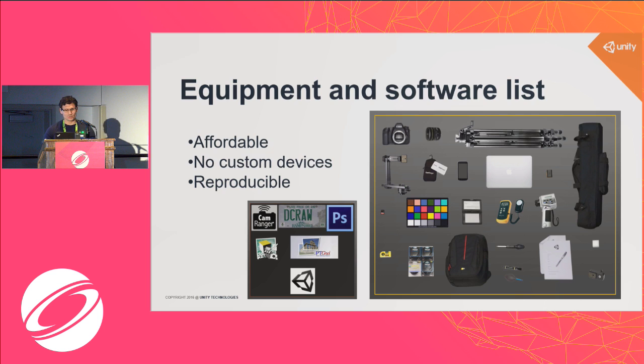This picture shows the equipment and software that we use at Unity. We have tried to make our equipment setup affordable and have avoided using any custom devices to ensure our result can be reproduced. We use a Canon 6D with a Sigma fisheye lens, a Manfrotto tripod with a Nodal Ninja head. We also try to stick to a small number of software tools and favor artist-friendly ones, such as Photoshop or PTGui.